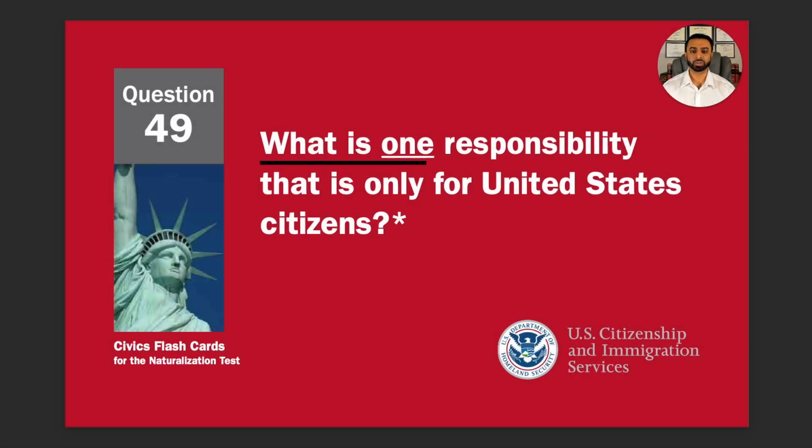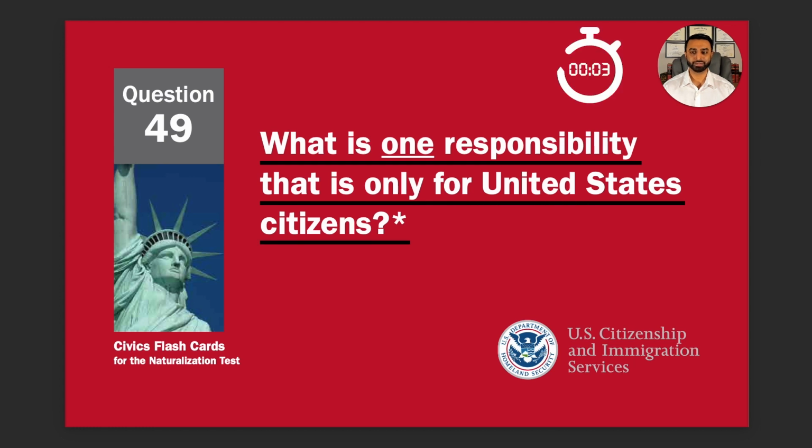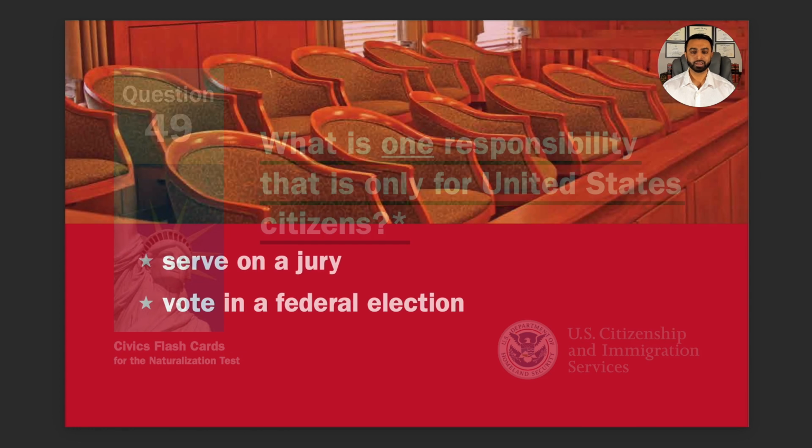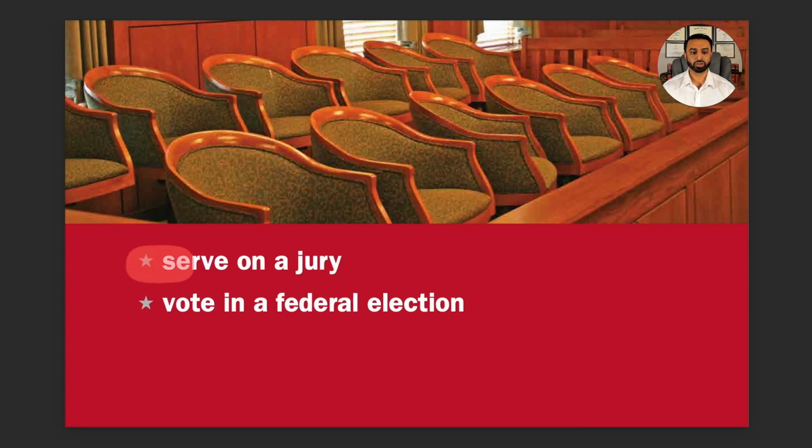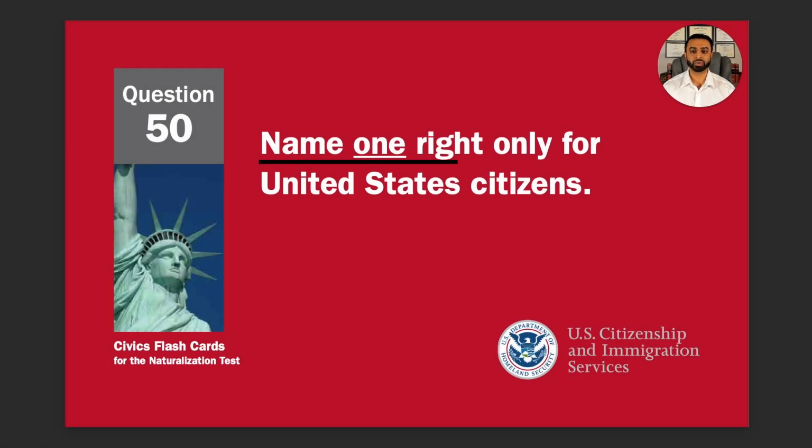What is one responsibility that is only for United States citizens? The answers could be to serve on a jury or to vote in a federal election. You only need one of these, so memorize one or the other. Name one right only for United States citizens.